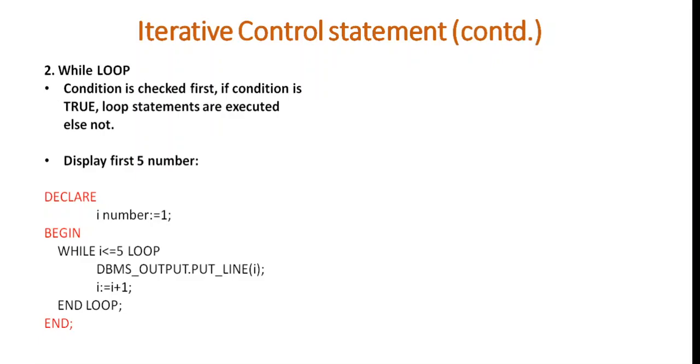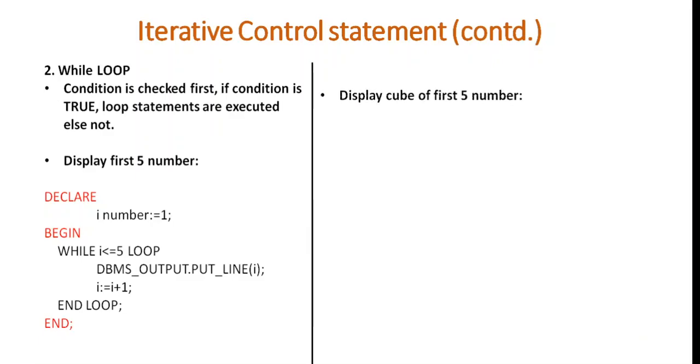Okay, so in a for loop when we use an index variable, we don't need to initialize that variable, or increment that index variable explicitly. But when we use a while loop, we need to declare and initialize the index variable in the declare section, and we need to increment the value of the index variable explicitly inside the loop body.